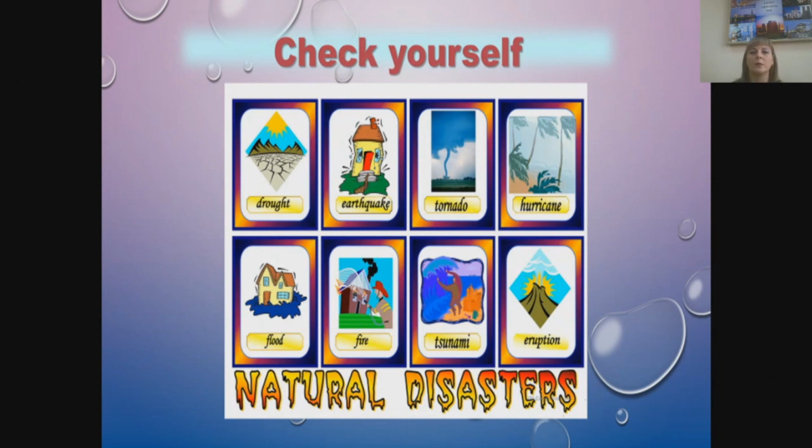So, we learned a lot of information about natural disasters and some ways to prevent them. It's time to check your knowledge with the help of a short test. Every right answer is 1 point. Good luck!